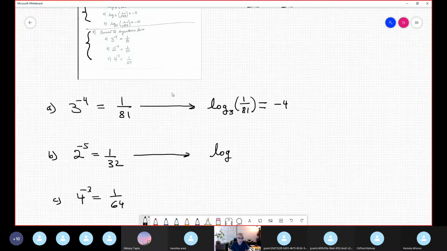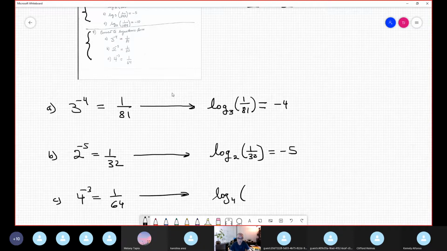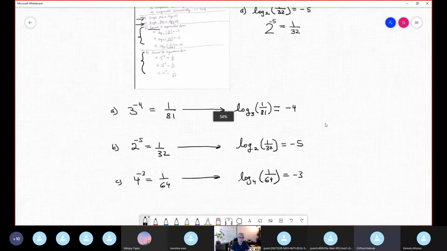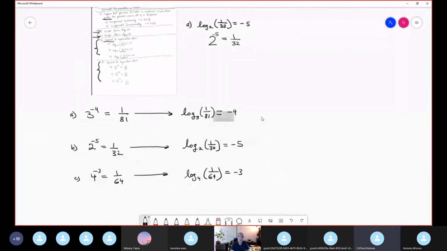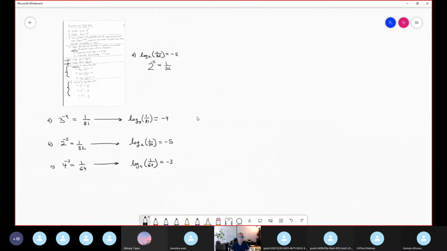Likewise, logarithm base 2 of 1 over 32 is equal to negative 5. And the last conversion is logarithm base 4 of 1 over 64 is equal to minus 3. Boom. Done. Any question? Super clear or super confusing? I suppose it's clear.